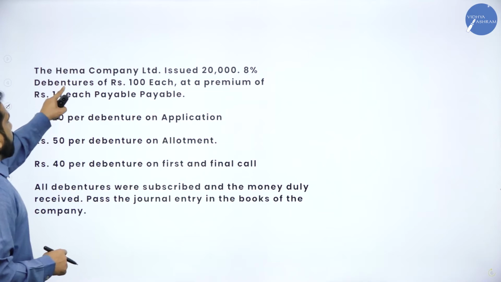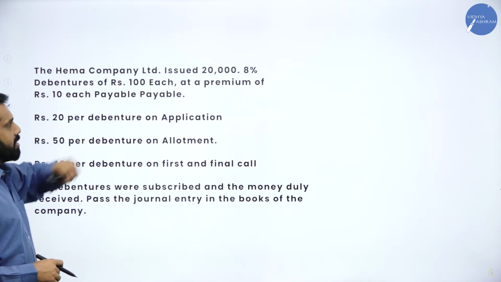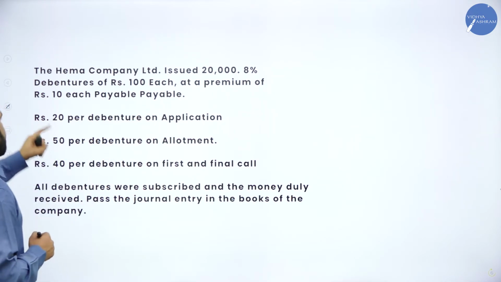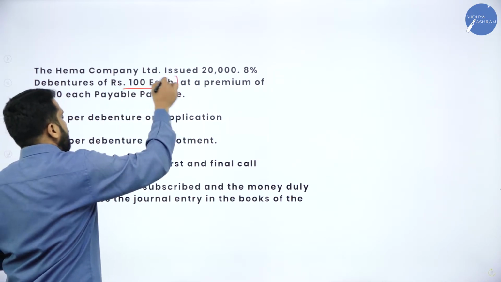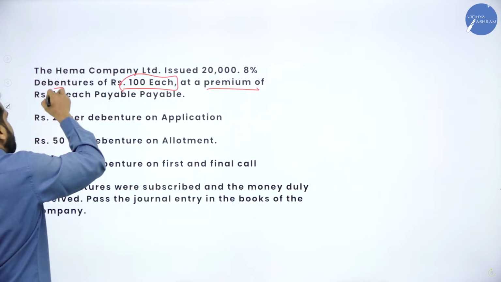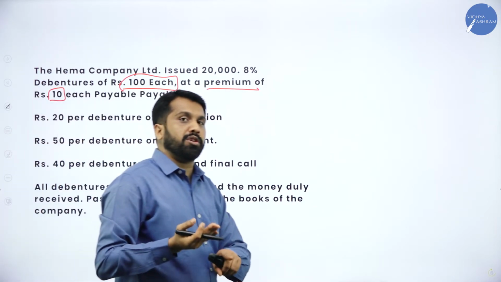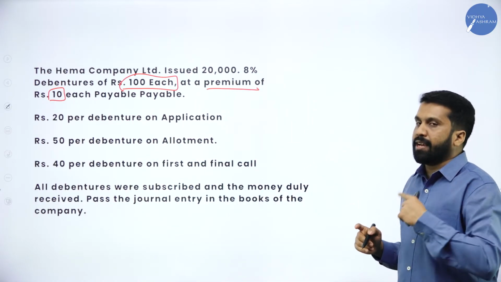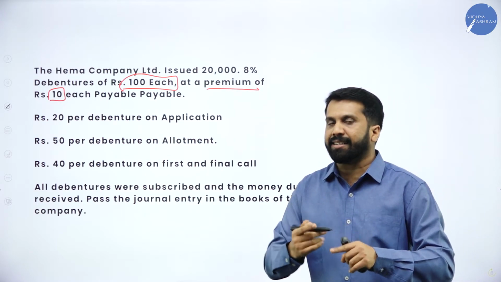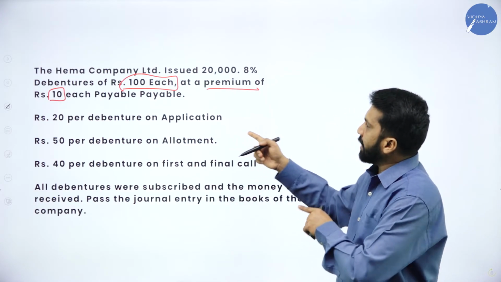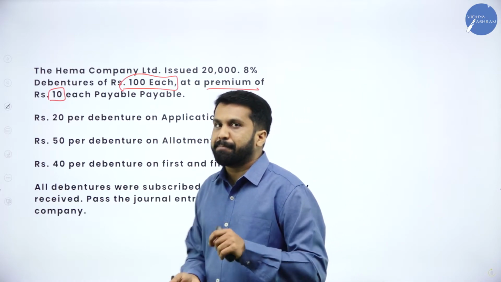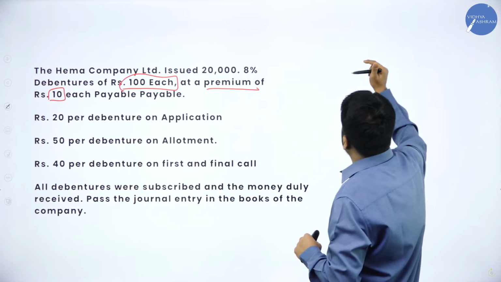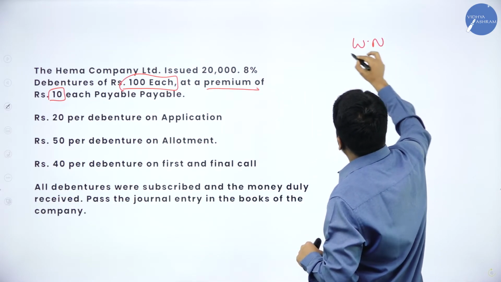Now, Hema Company Limited issued 20,000 debentures. At what percentage? 8%. At rupees 100 each, at a premium of rupees 10. So there is a huge demand for this debenture. That's why instead of 100 rupees, they are issuing at what price? 110. 10 rupees more. That 10 rupees more, we call it premium. Now, debentures on application. Go for the working note.